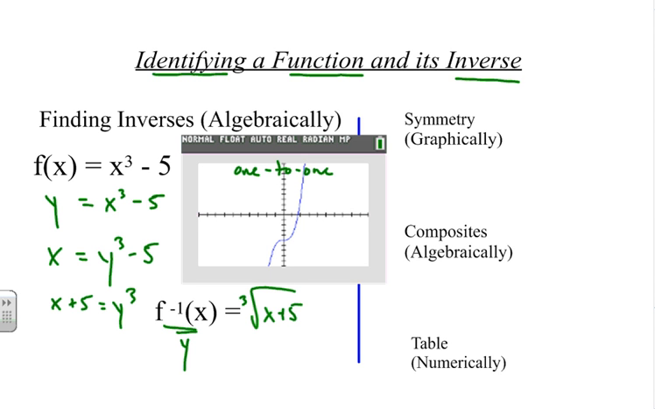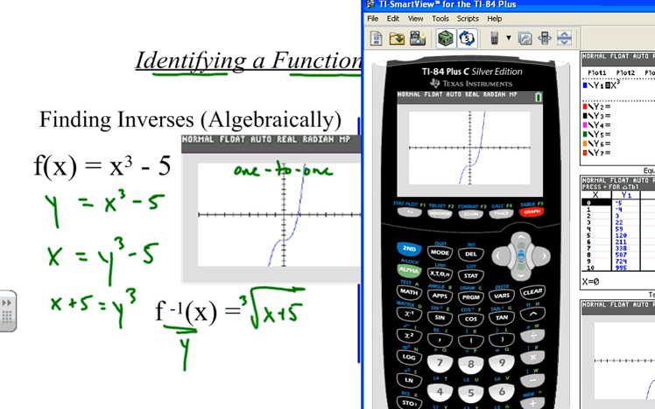What I want to identify are some similarities and differences between these two graphs. So I'm going to graph its inverse, and the graph is going to be in red. I'm going to put in the cube, so I have x plus 5, and then you can raise that to the 1/3 power.